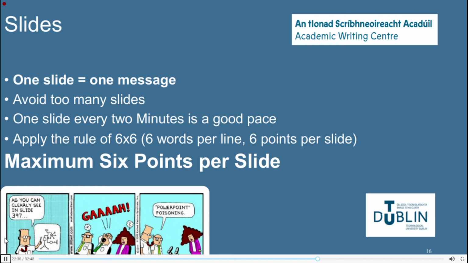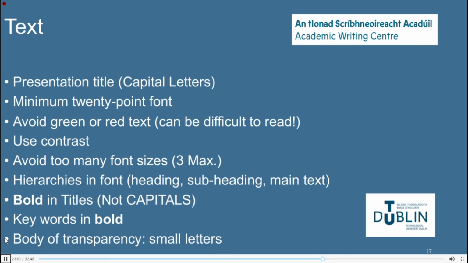And for each of the slides, a good point to keep in mind is the rule of 6 by 6. So 6 words per line and 6 points per slide. So a maximum of 6 points per slide will make your slides readable and engaging. So the text that you are selecting to include in your presentation, when we're looking at the font size, we're looking at a 20-point font maximum.